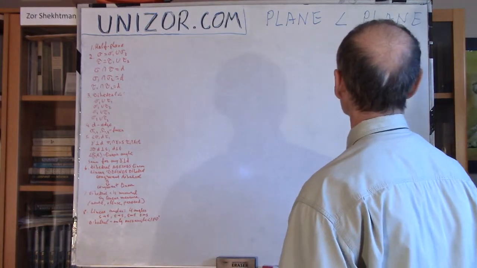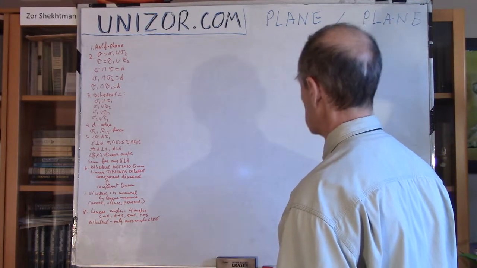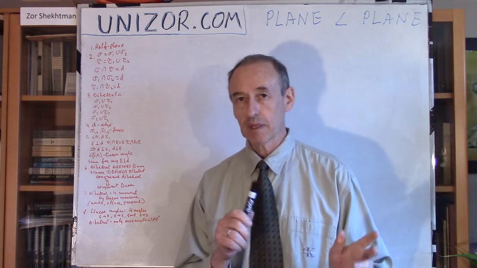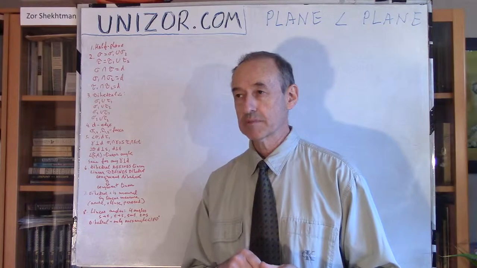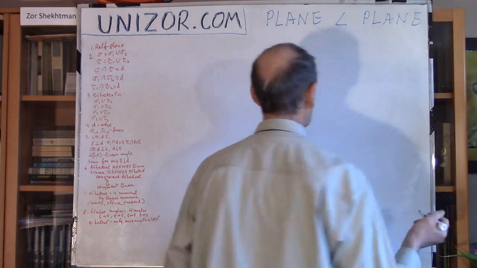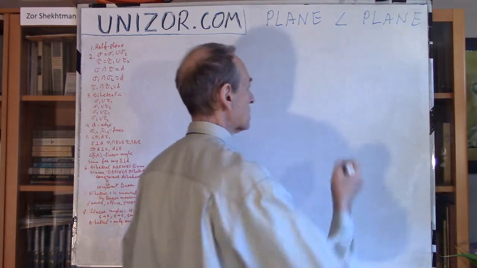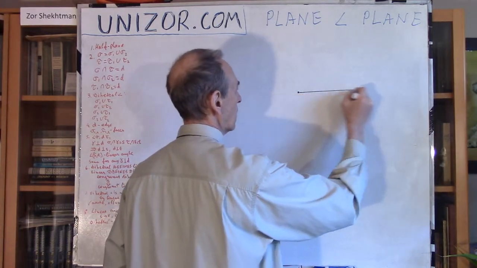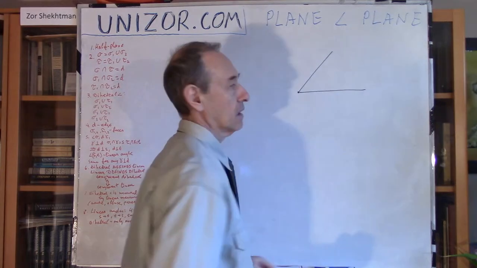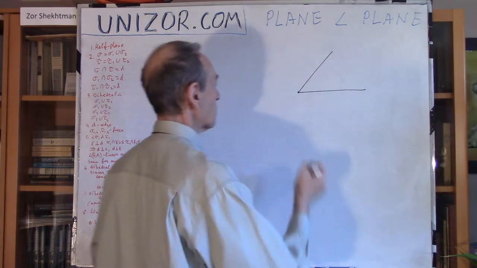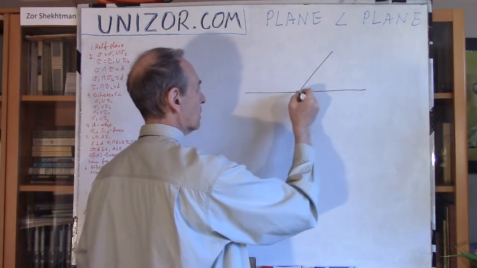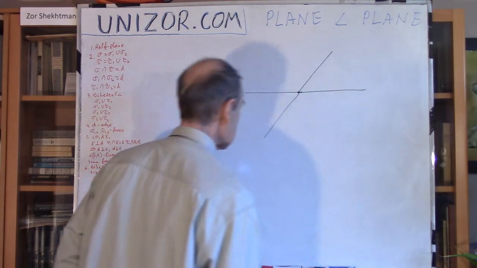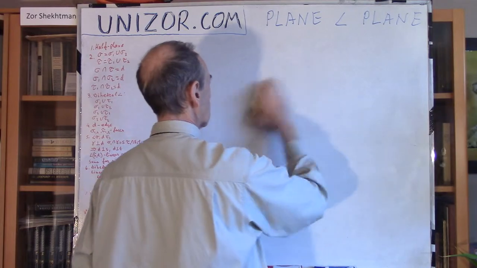All right, so angles between the planes. Let me just make a little reference back. You remember when we were talking about angles between the lines, it's actually better if you take a point and have two half lines and then the angle between them. Why? Because if you have complete lines, there are too many angles here, right? So we will do the same thing with planes.